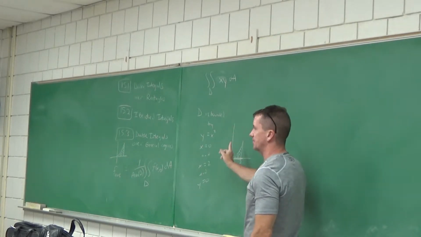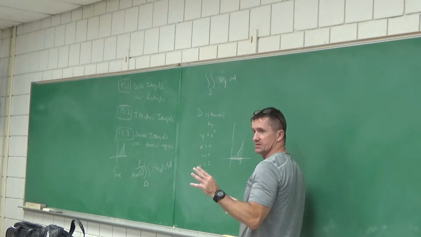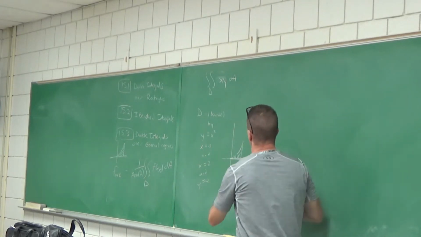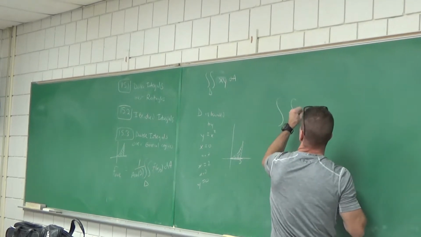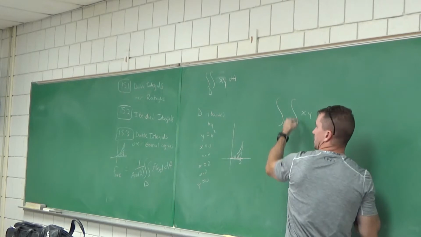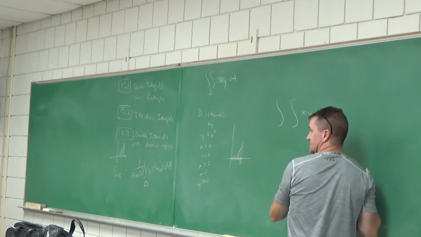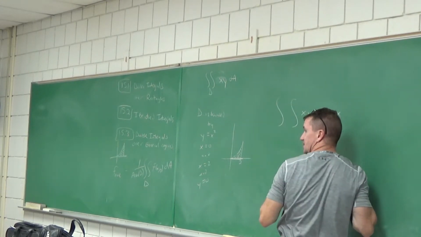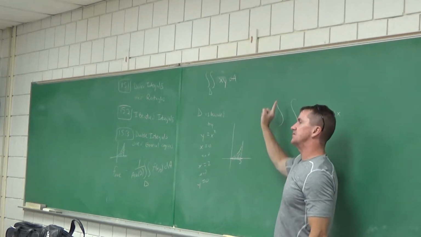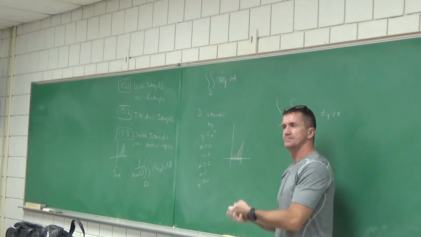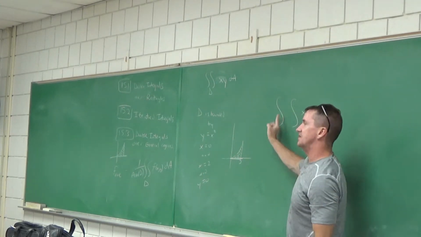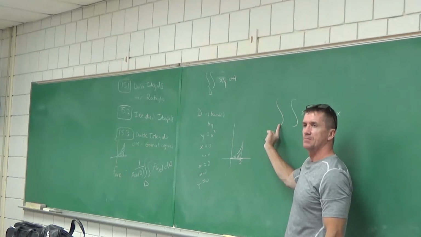So how do I set that up? This is your choice. Do you want to do dy dx? Okay, we do dy dx. Then these two have to be what? Y's. And these have to be x's. So first rule with general regions: the outer limits of integration have to be numbers. I should say that. The outer limits of integration, no matter what, have to be two numbers.